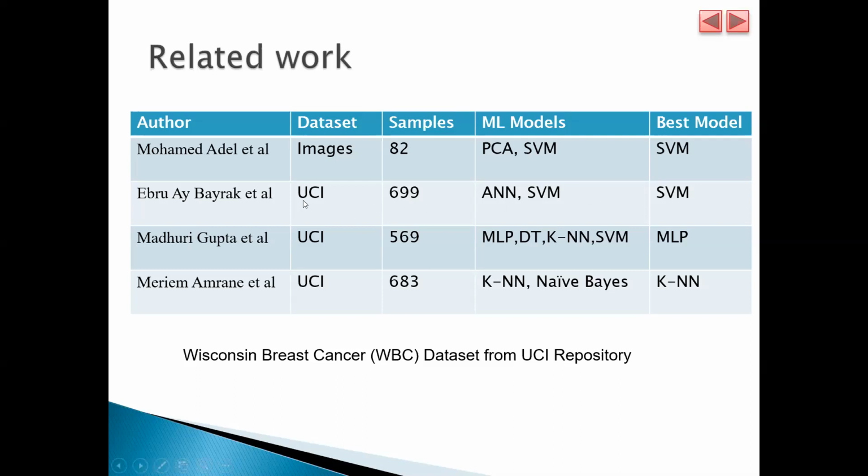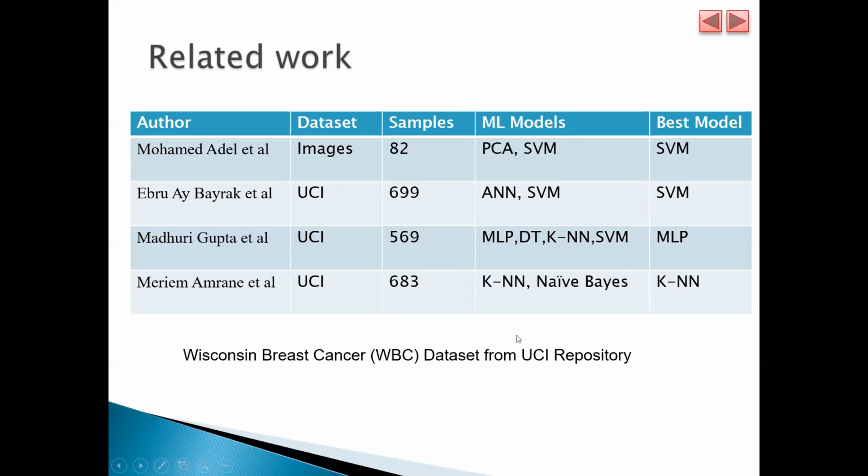And with the same data set, the 699 samples, one researcher has found that it is SVM, and with the data set of 569, one researcher has found it is MLP, and the other researcher has found it as KNN.